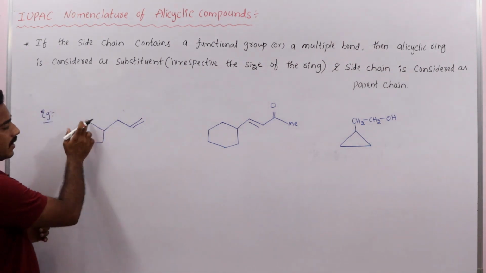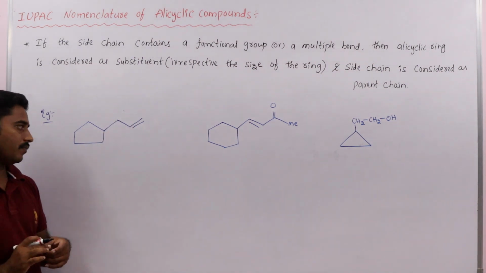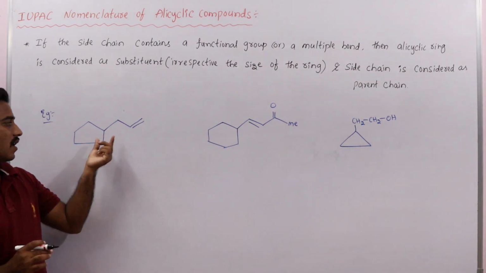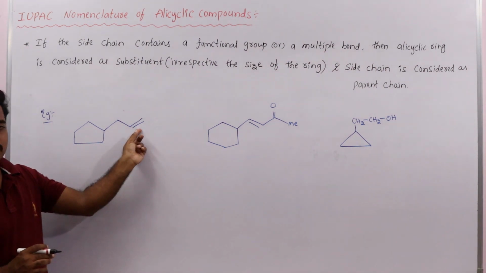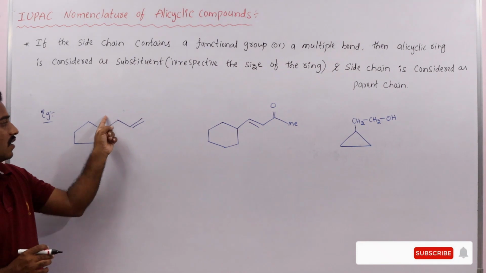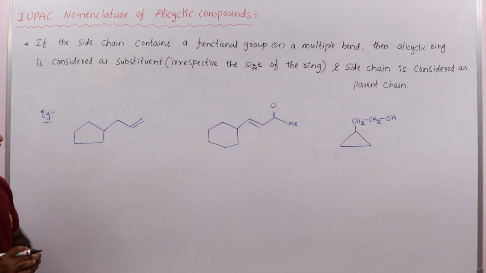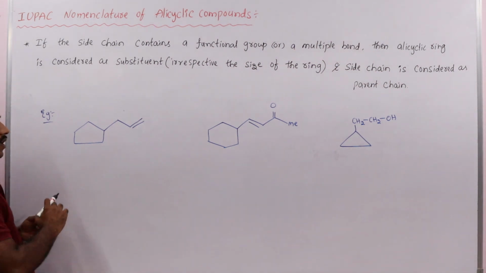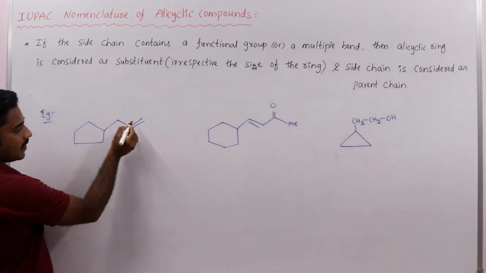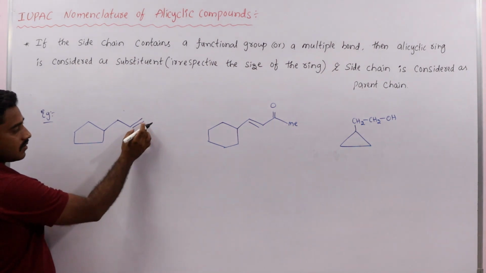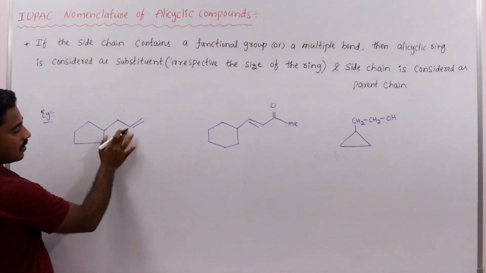In this compound, the ring contains 5 carbons and the side chain contains only 3 carbons. Even though the side chain has 3 carbons and the ring has 5, the side chain contains a multiple bond, a double bond present here. That's why we select the side chain as the parent chain and the ring as a substituent. Then give the numbering here. Totally 3 carbons are there. At this carbon the cyclic ring is there, at this carbon the double bond is there. Always the multiple bond should get the least number. That's why we start the numbering like this, not in this way.